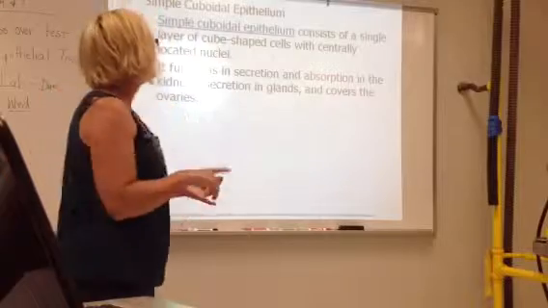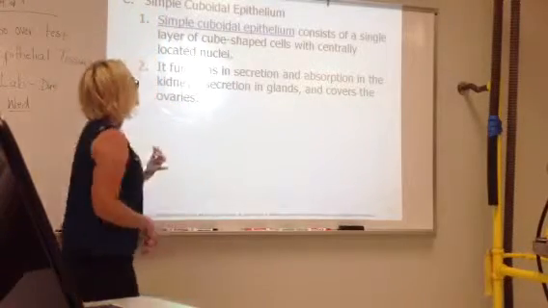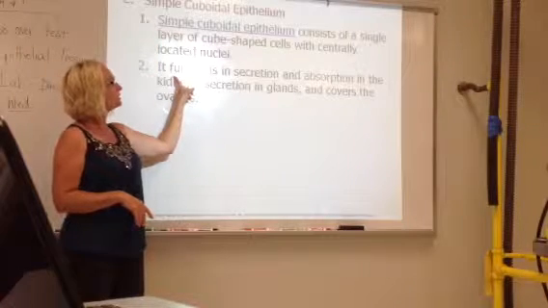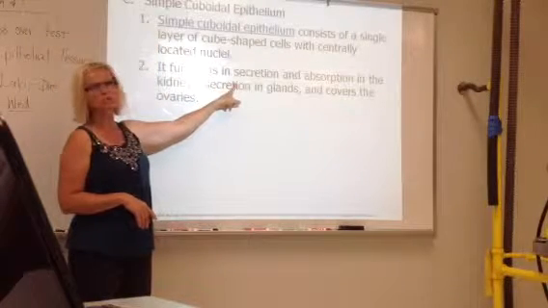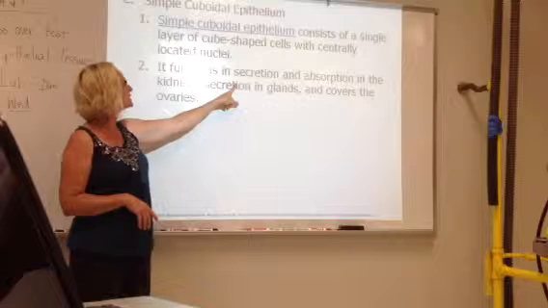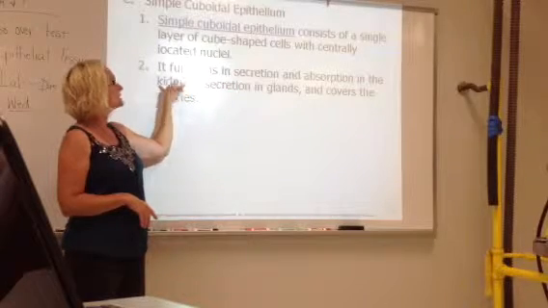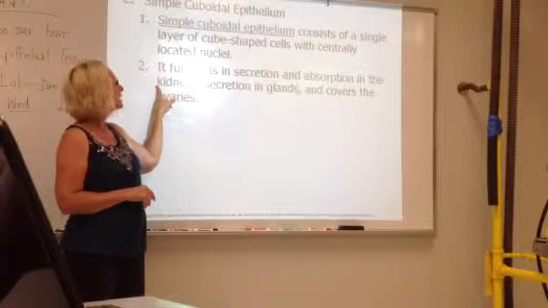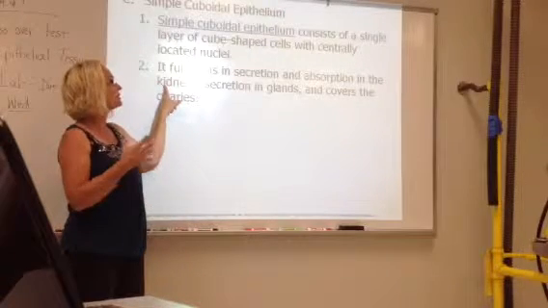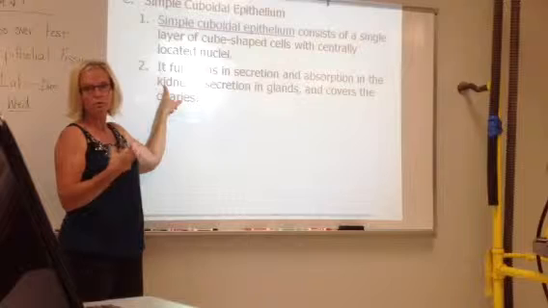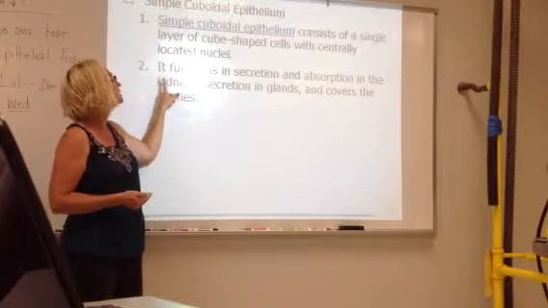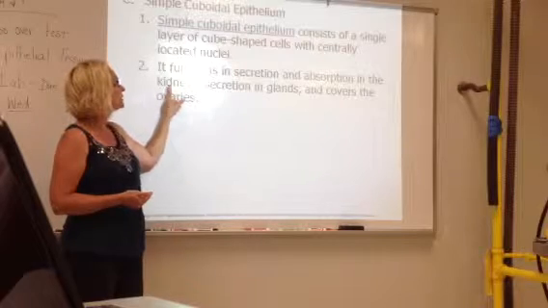Simple cuboidal, single cell, cube-shaped, nucleus is in the middle. Cuboidal deals more with secretion and absorbing of things. So kidneys is the most common one that you're going to find cuboidal cells. There is a lot of absorption and secretion. Your kidneys filter things. So cuboidal, very common there.